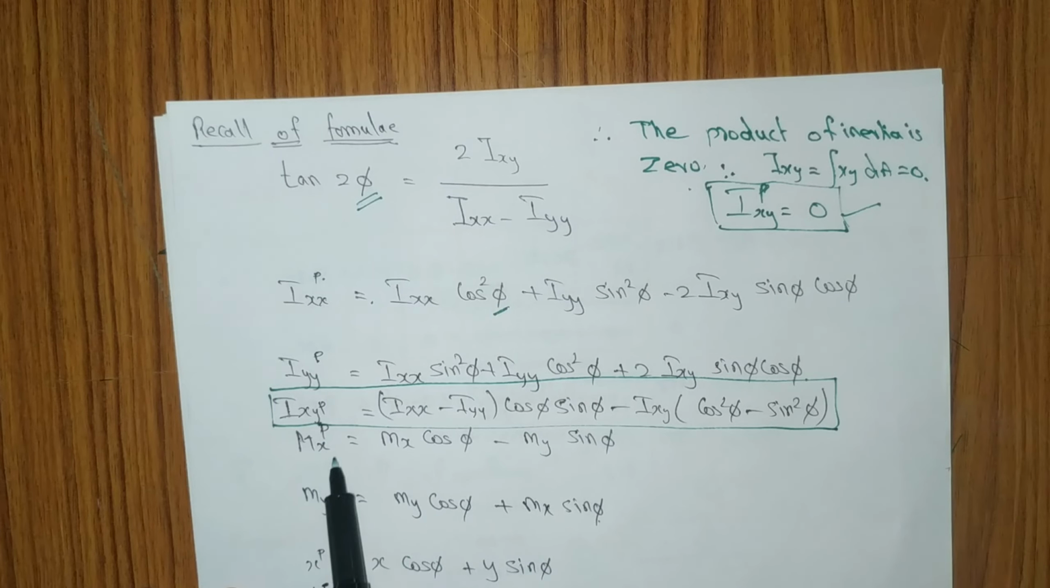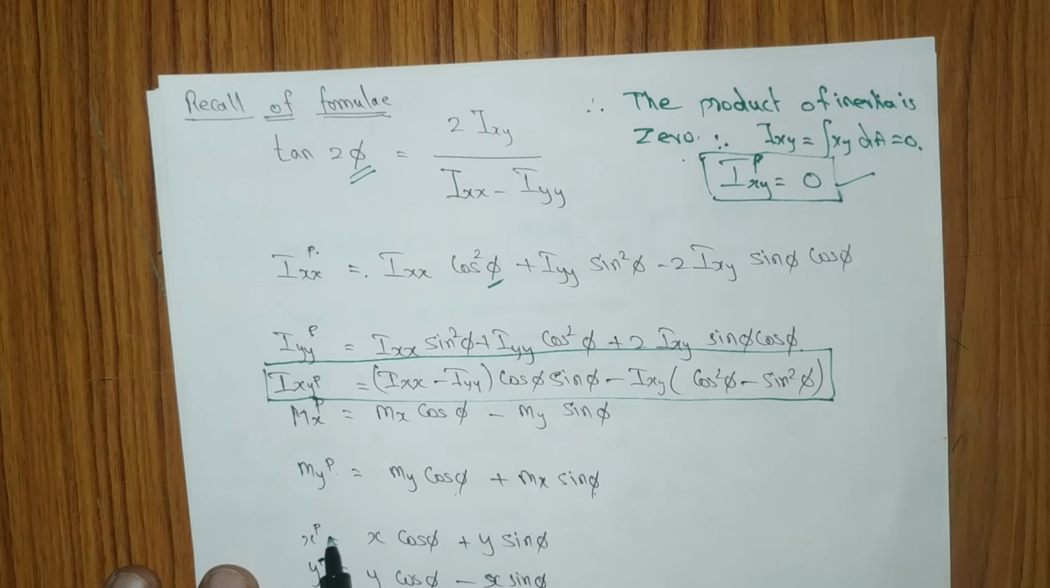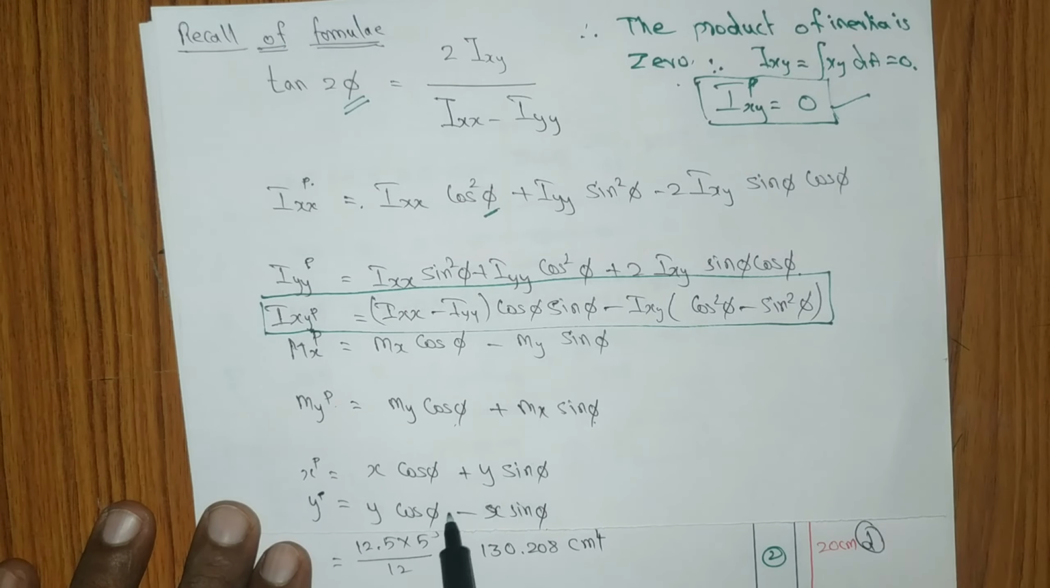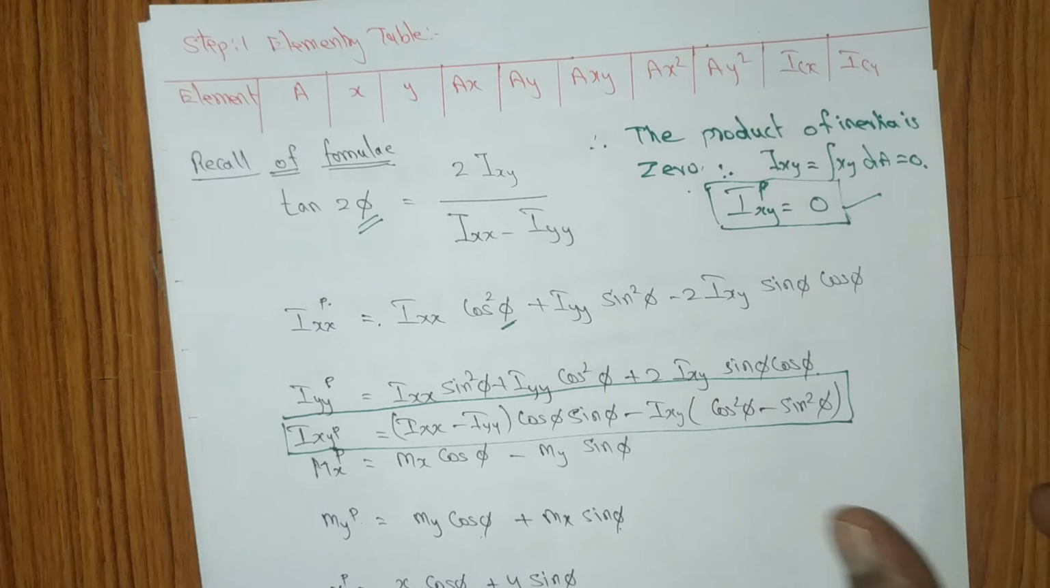Then Mxp equals Mx cos phi minus My sin phi. For Myp, it is My cos phi minus Mx sin phi. So x comma y are the coordinate points, and for the principal axis at each corner, xp equals x cos phi plus y sin phi, and yp equals y cos phi minus x sin phi. These are the formulas we are recalling for our principal axis method.